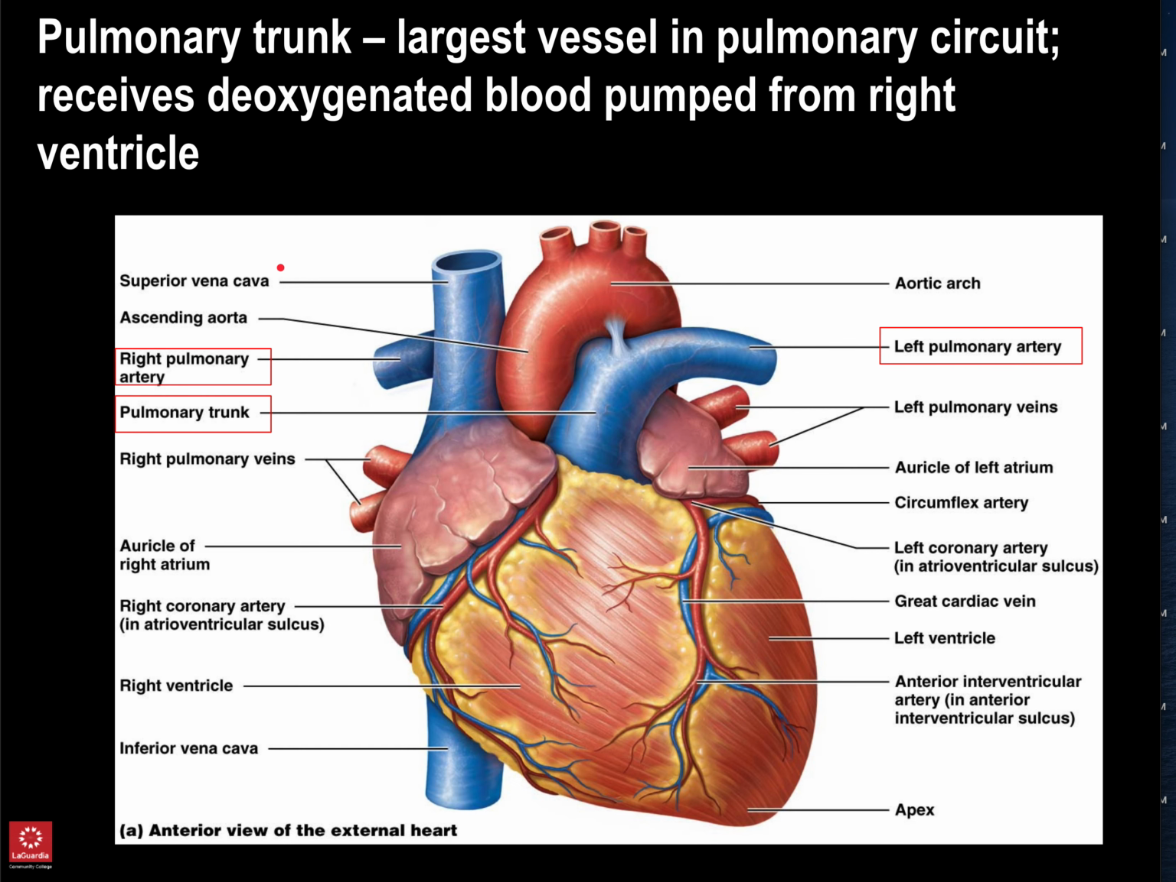So we have the pulmonary trunk, which is the largest vessel in the pulmonary circuit, and receives deoxygenated blood that's pumped from the right ventricle. All right, so here you can see the pulmonary trunk. You see the pulmonary trunk branches into a right pulmonary artery and a left pulmonary artery.